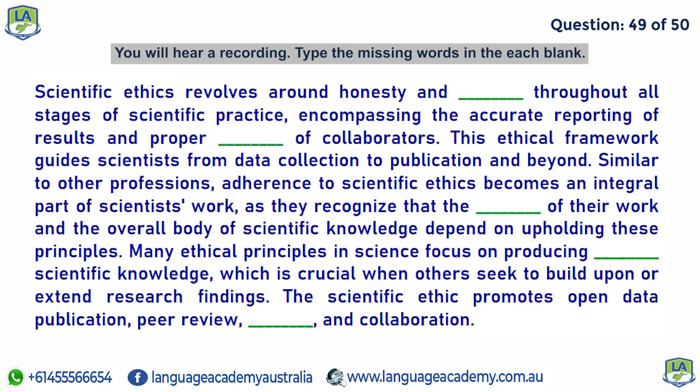Scientific ethics revolves around honesty and integrity throughout all stages of scientific practice, encompassing the accurate reporting of results and proper attribution of collaborators. This ethical framework guides scientists from data collection to publication and beyond. Similar to other professions, adherence to scientific ethics becomes an integral part of scientists' work, as they recognize that the reliability of their work and the overall body of scientific knowledge depend on upholding these principles.